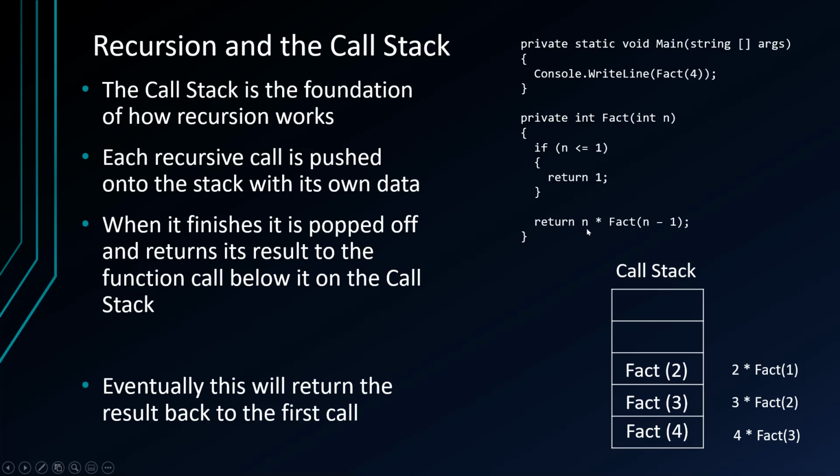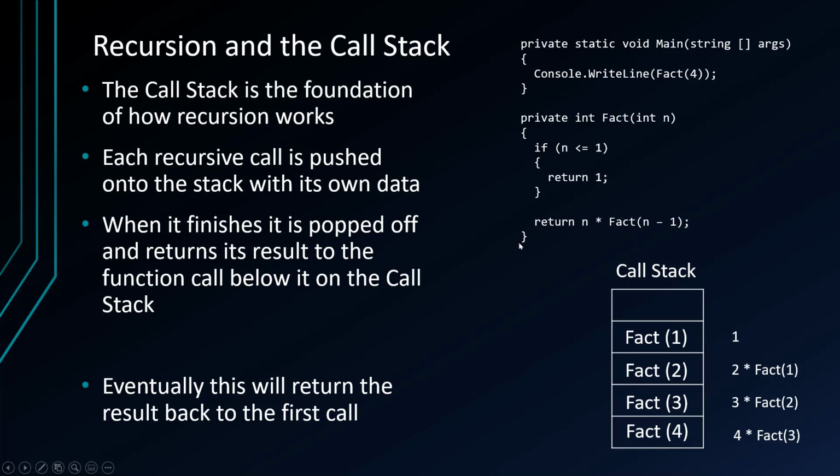And this is going to be 2 times factorial of 1. Right? And then finally, we push factorial 1 onto the stack, and it comes in, is 1 less than or equal to 1? Yeah, it is. So we finally get to a base case. We return 1. So this 1 doesn't go any deeper. We're not going to be adding any more to the call stack.